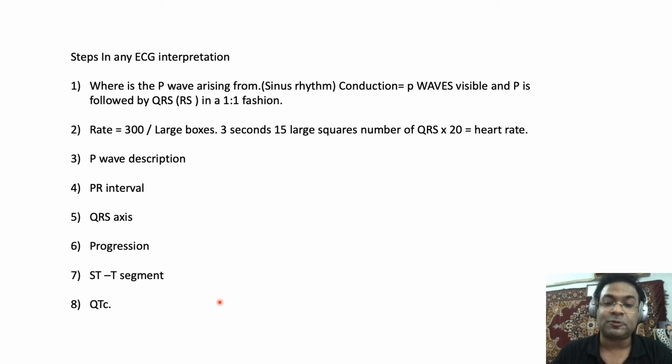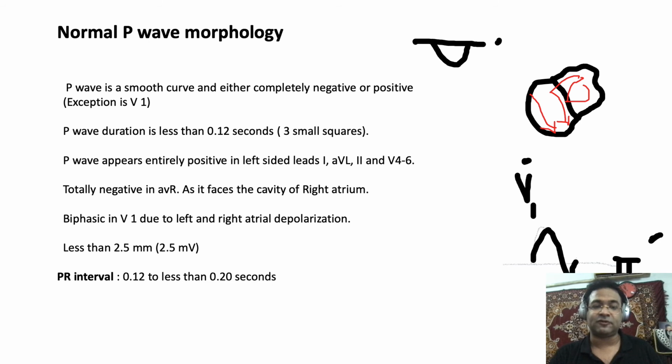Then you talk about progression. I just showed you, because of the position of chest leads, how the progression takes place. Then you talk about the STT segment, whether there is abnormality in the STT segment or it's a normal STT segment. And then you calculate the QT interval. We talked about the intervals, PR interval and QT interval. There is a correction factor and we will talk about it later. Arising from the sinus node, that is for sure.